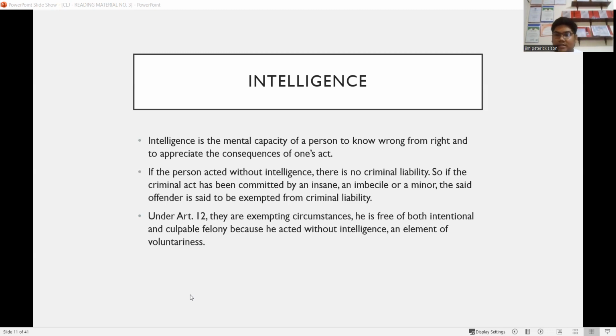So if the criminal act has been committed by an insane person, an imbecile, or a minor below 15 years old, the said offender is exempted from criminal liability under the Revised Penal Code because they lack intelligence. Under Article 12, they are exempting circumstances. The offender is free from both intentional and culpable felony because he acted without intelligence, which is an element of voluntariness.